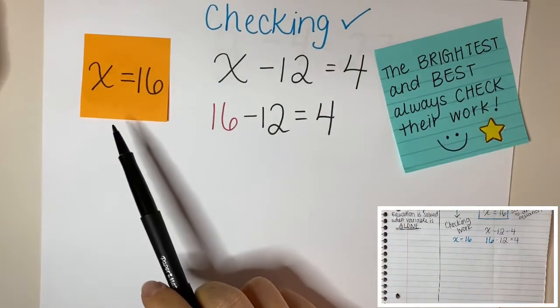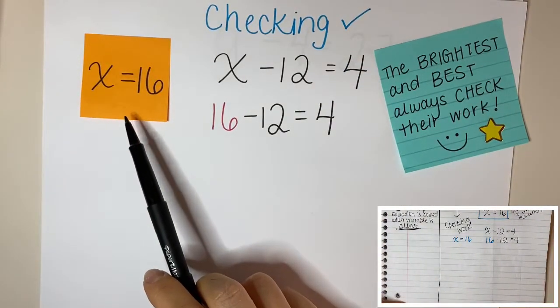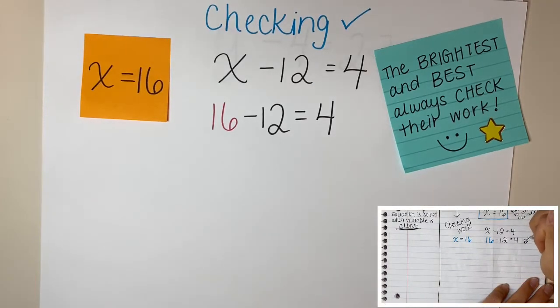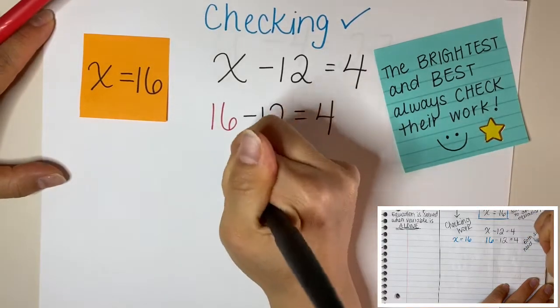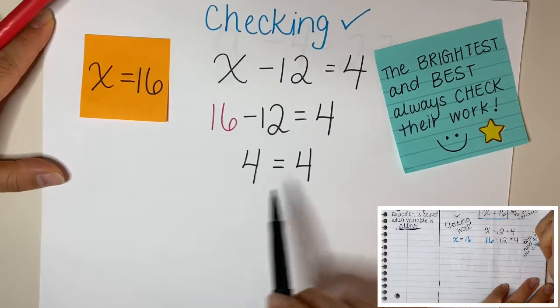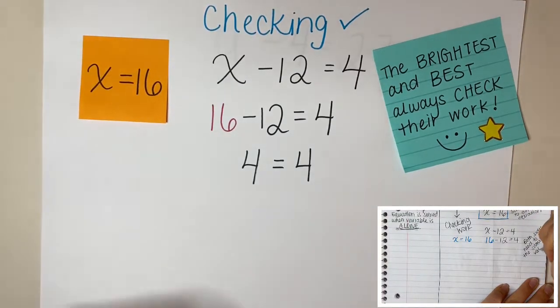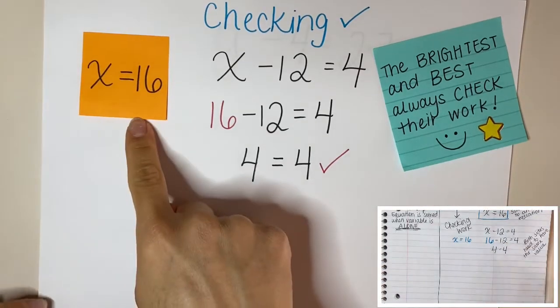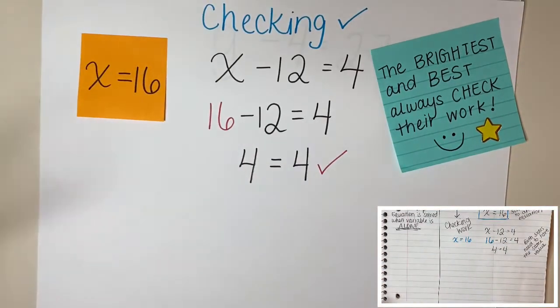I will know if this is indeed the solution to my equation if both sides of the equal sign have the same value. Well, 16 minus 12, that's 4. So I see that both sides of my equal sign do indeed have the same value. That means x is equal to 16 is the solution to our equation.